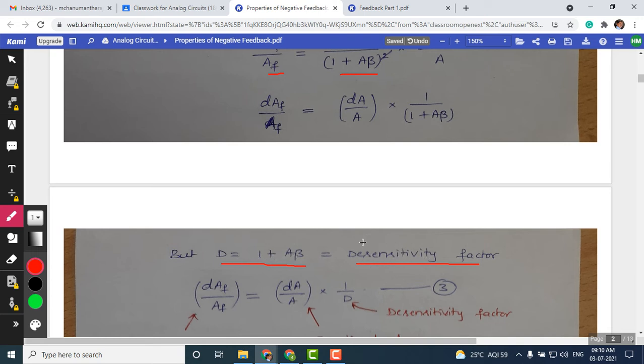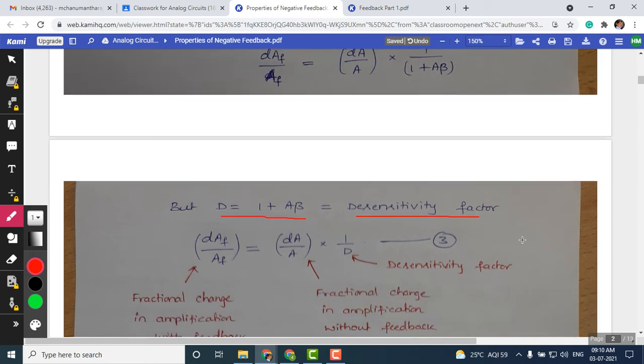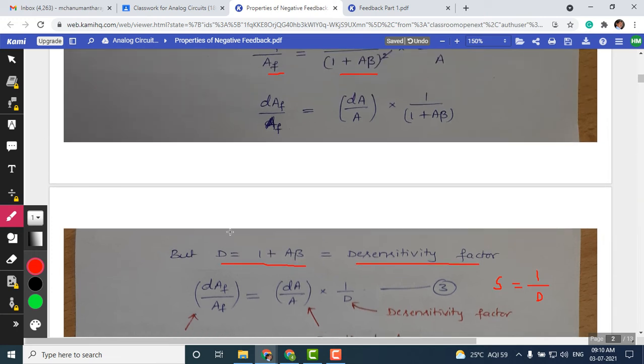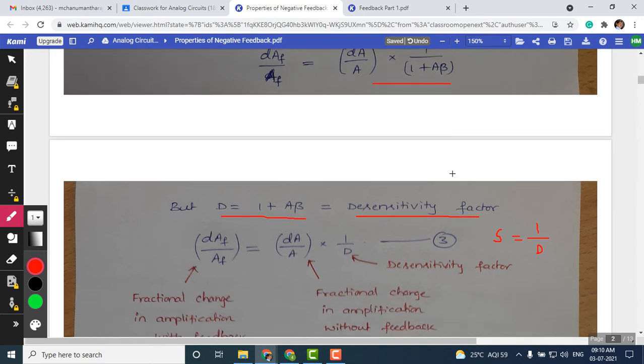Okay, desensitivity factor is reciprocal of sensitivity. If I say this D and S here, S is nothing but sensitivity, is equal to 1 by desensitivity. Okay, 1 by desensitivity. So this is desensitivity, 1 plus A beta, right. So, let us now substitute this desensitivity definition in this derived formula. So, what do you get here?